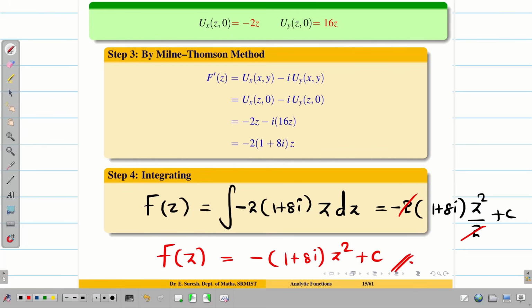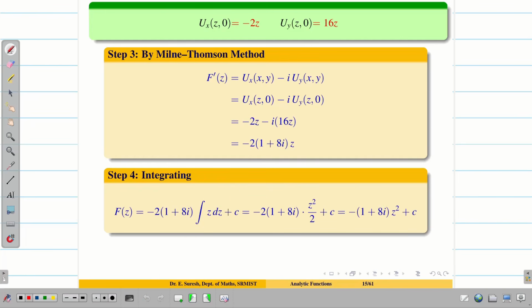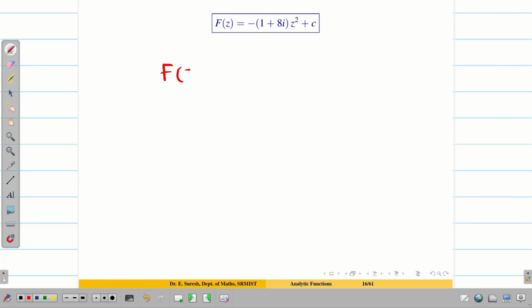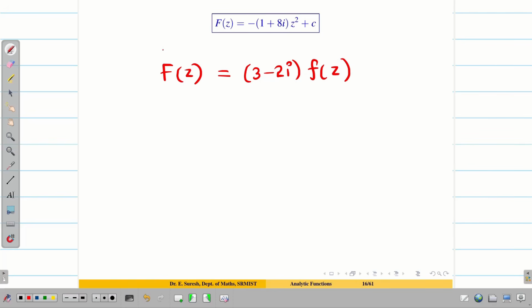And many students make the mistake. After this step, they will stop. They think that they found the analytic function, but we found the analytic function capital F of z. Capital F of z is my assumption, but according to the question, I have to find small f of z. You can see the typed version. We know the relation capital F of z is (3 minus 2i) into small f of z. So now just substitute this here.